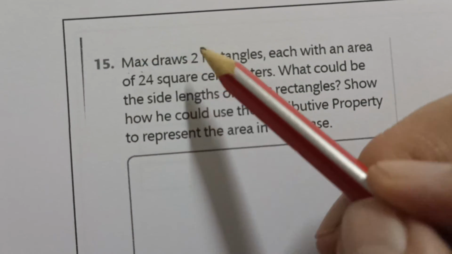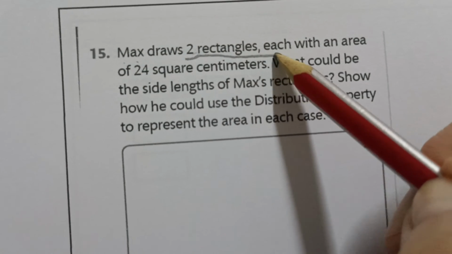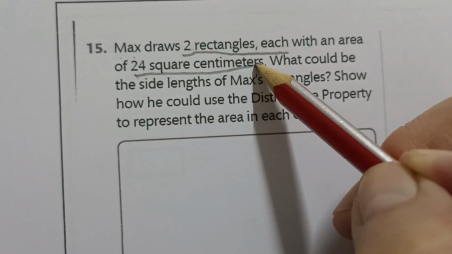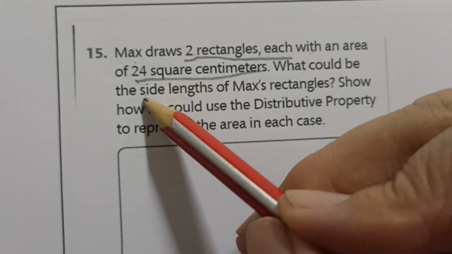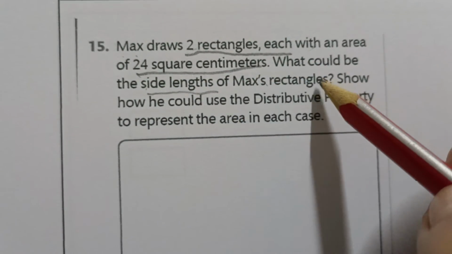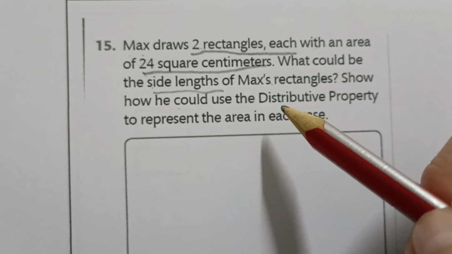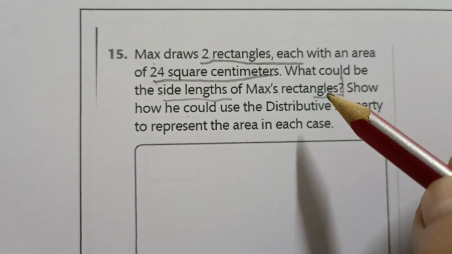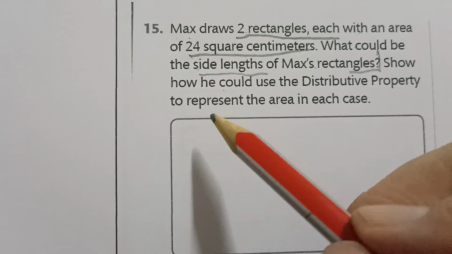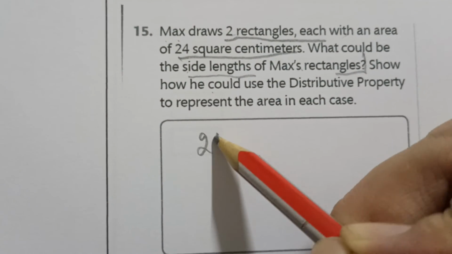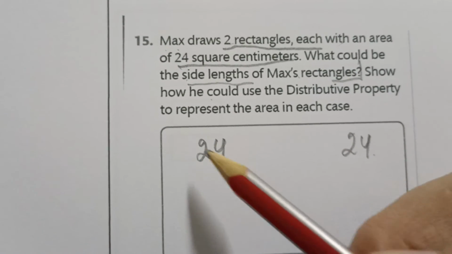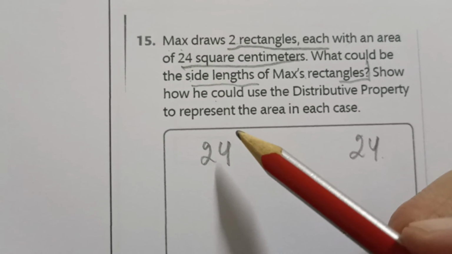Okay, Max draw 2 rectangles, each with an area 24 square centimeters. What could be the side lengths of Max rectangles? Show how he could use the distributive property. Okay, we are answering on that question. What could be the side lengths? So, you are thinking about number 24. Yes? So, what numbers, when you multiply, give you 24?